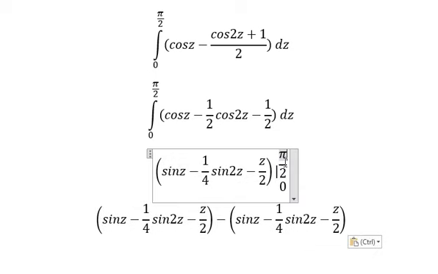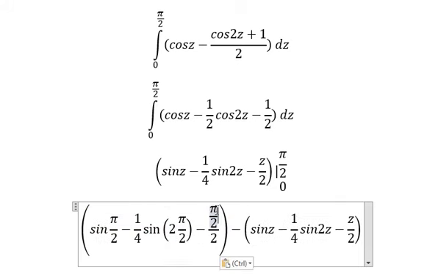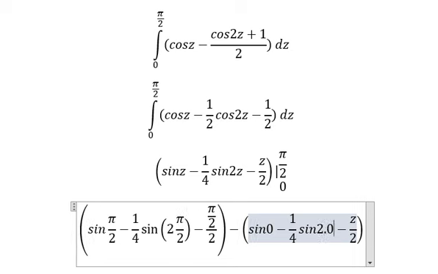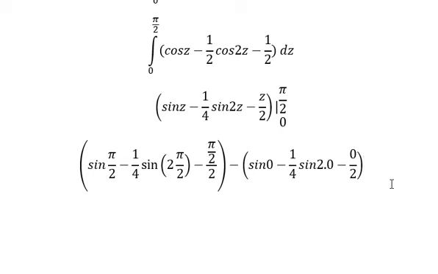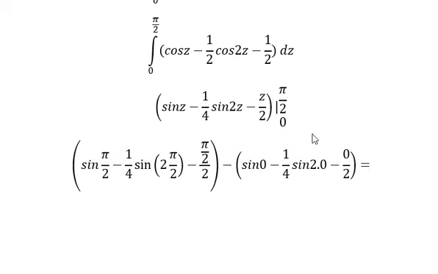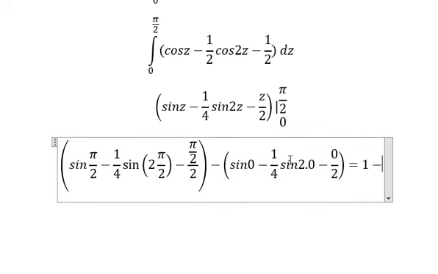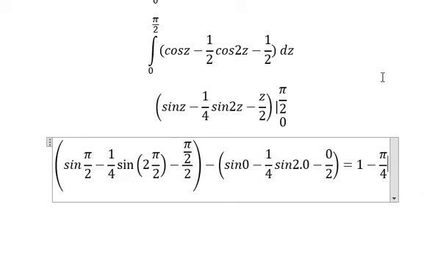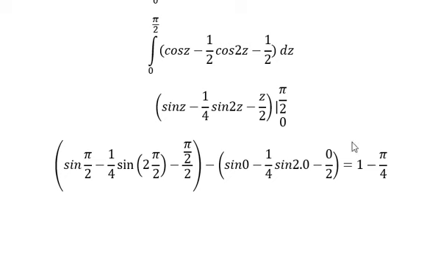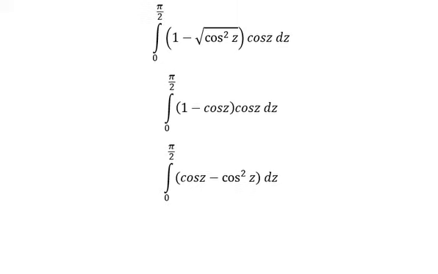So pi over 2 we put in here and here and here. Number 0 we put in here, here and here. So we get the final answer. You will get 1 minus pi over 4. And this is the final answer. Here is the full answer of the question in here.